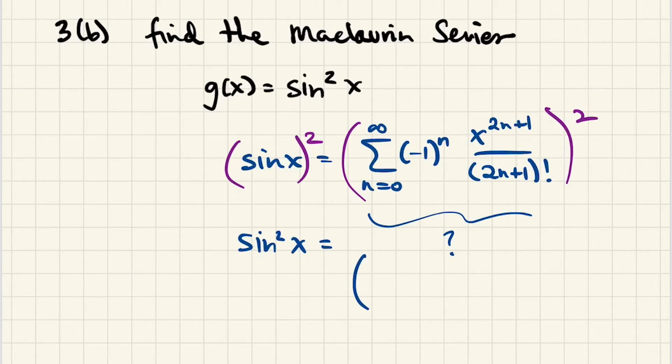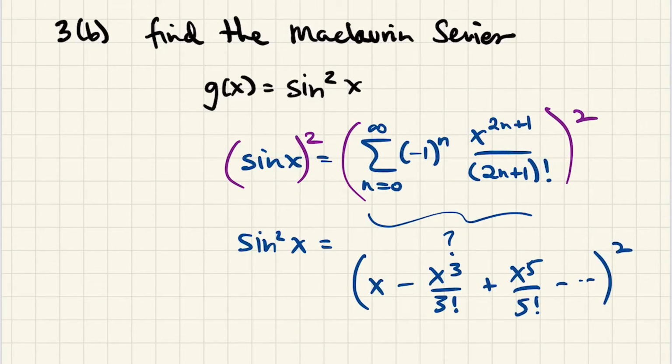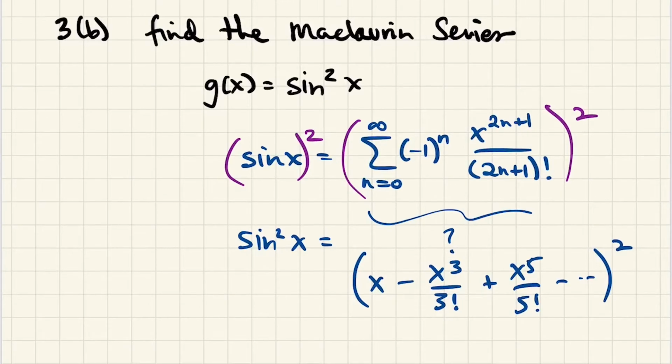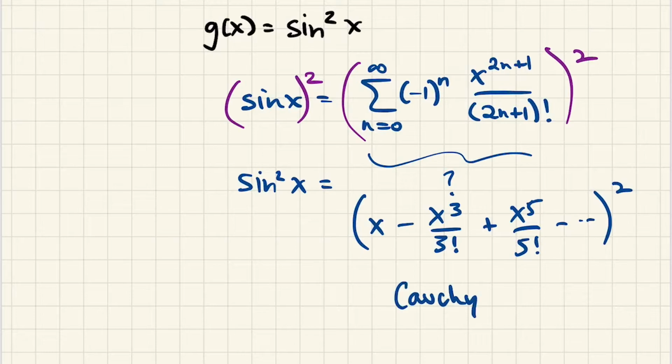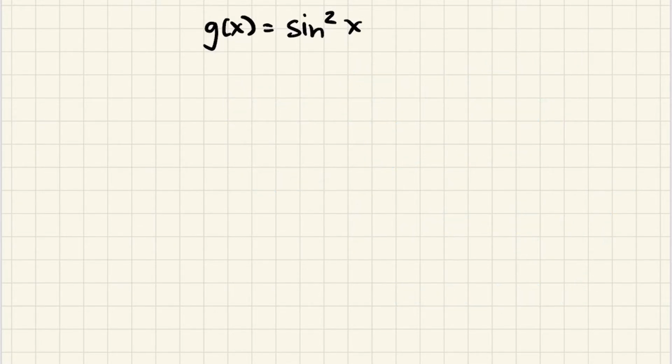So sine of x, we know, would be x minus x cubed over 3 factorial plus x to the 5 over 5 factorial, etc. And if we're squaring that, we'd actually be foiling this monster. Now, there actually is a technique for doing that. It's called a Cauchy product. But that's not at all the easiest way to deal with this, so we're not going to do that. So what can we do instead? Well, we're going to use a trigonometric identity.